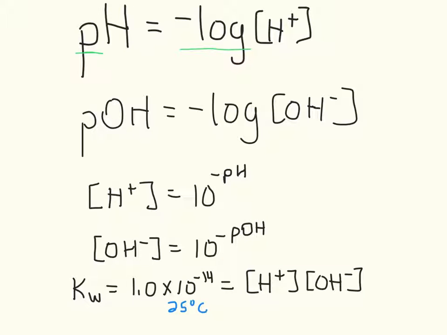One last relationship to keep in mind is that Kw, which is equal to 1.0 times 10 to the negative 14th at 25 degrees Celsius, is equal to the hydrogen ion concentration times the hydroxide ion concentration. So if you have one of those two concentrations, you can always calculate the other.